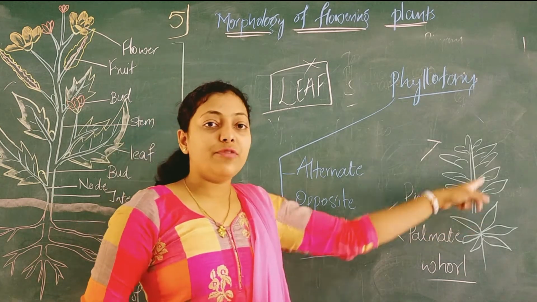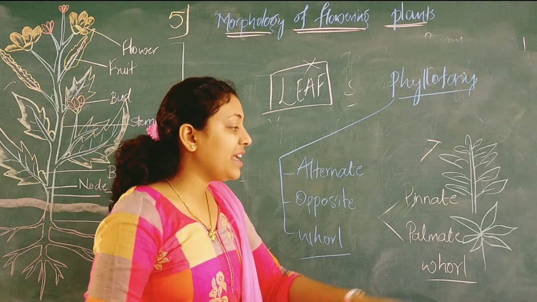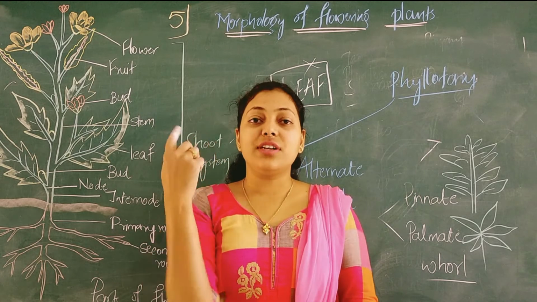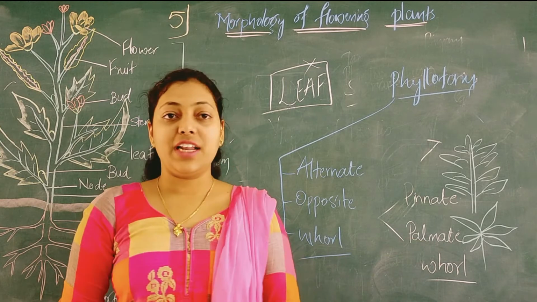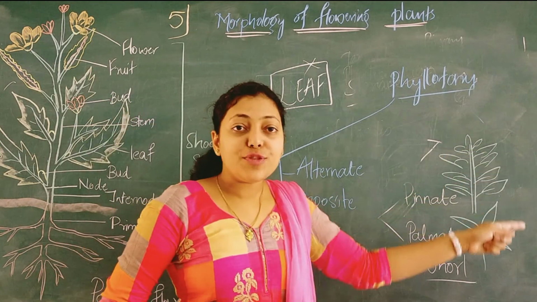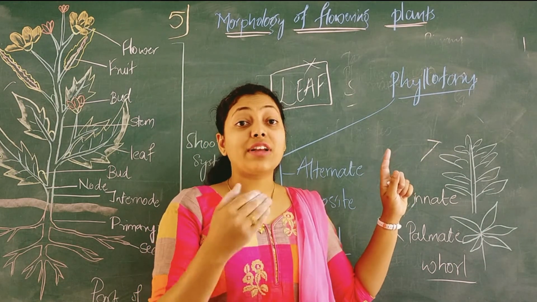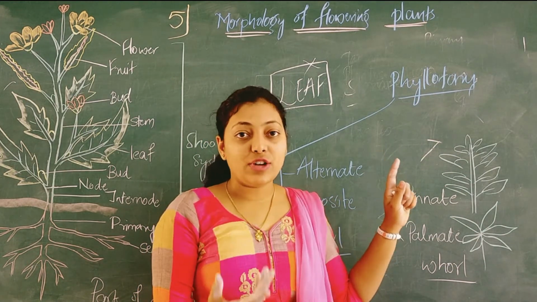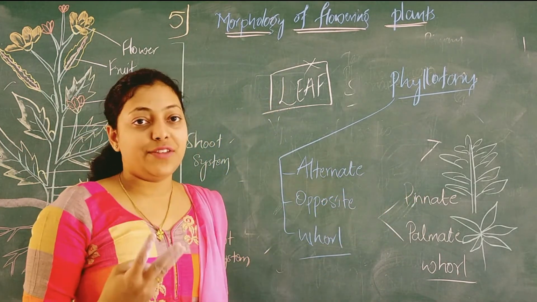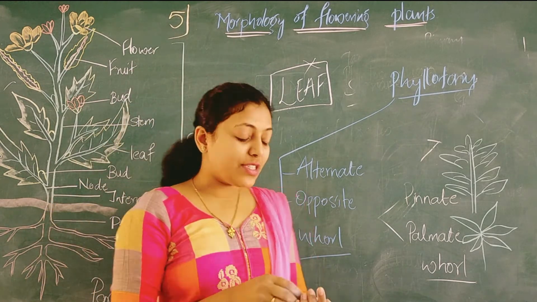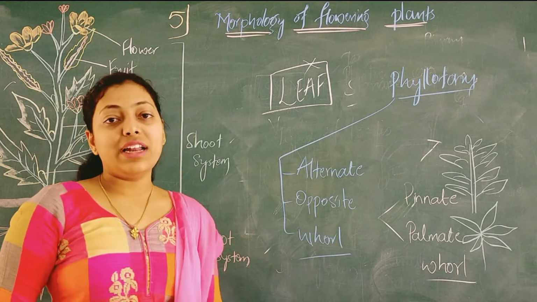Pinnate leaves are those wherein there is a branch and sideways to the branch we see leaves. A palmate leaf is one wherein at the branch tip we see a circular arrangement of leaves. Those are called palmate leaves. And the arrangement of leaves on a branch is called phyllotaxy. While talking about phyllotaxy, we get three different kinds of arrangement: alternate arrangement, opposite arrangement and whole arrangement.